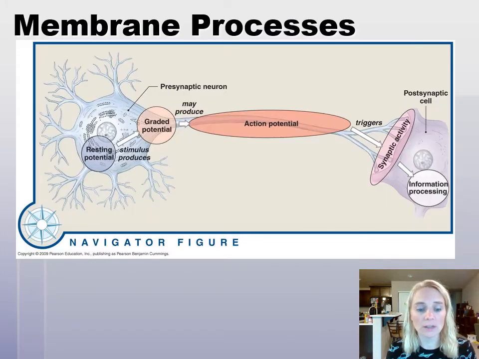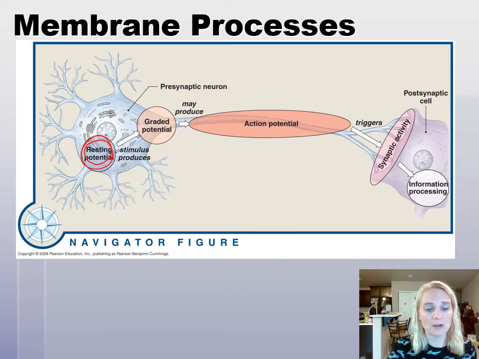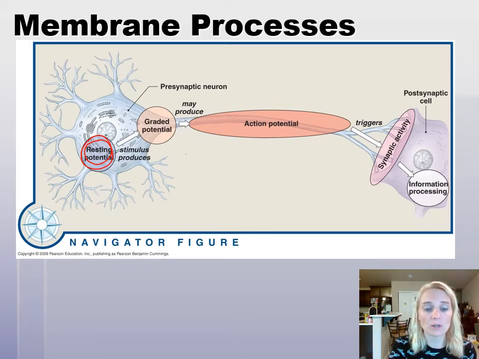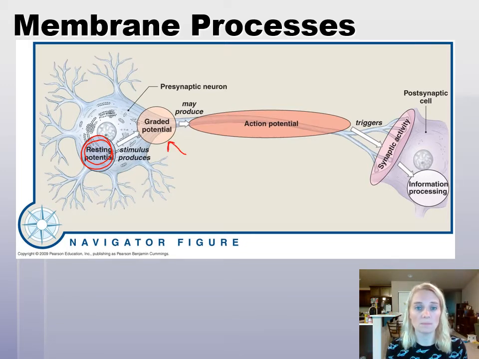So if we take a look at our navigator picture, we just covered this part right here in the last video. So resting potentials, that was our transmembrane potential, sodium, potassium concentration, electrochemical gradients, and our three different types of channels. We have the chemically gated channel, the voltage gated channel, and the mechanically gated channel. So now this video is going to cover this circle on this navigation picture, graded potentials.